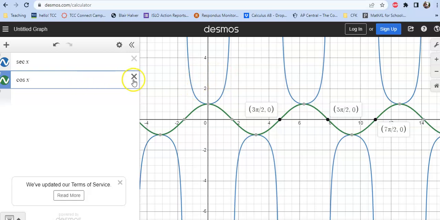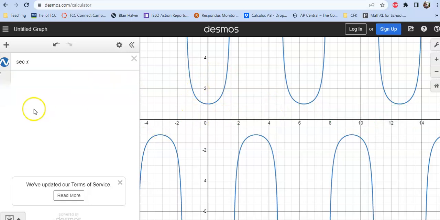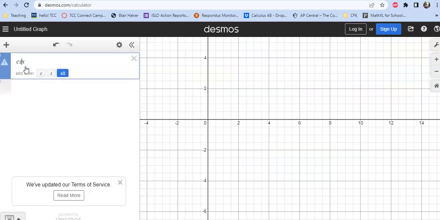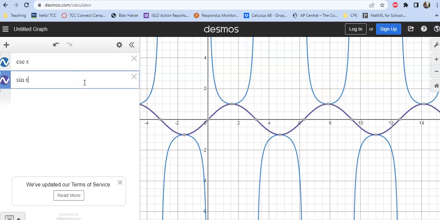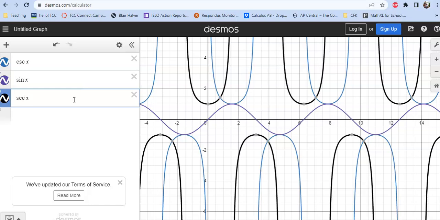Okay, so take away my cosine. That is what my secant looks like. And then we have cosecant. It's going to be the reciprocal of, you can guess it, sine x. So then it's going to be just the opposite. So if I put my secant in there, you're going to see they kind of overlap a little bit.